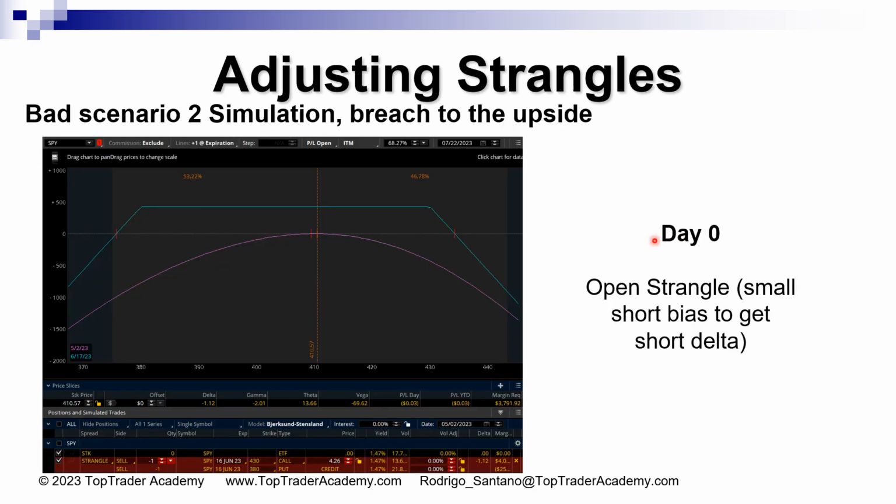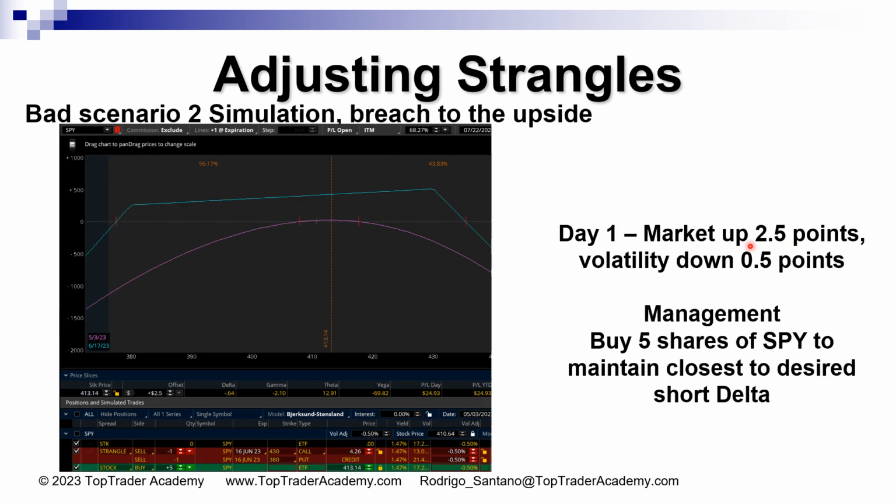So again, day 0 starts at the exact same point where the other scenario started. You have again a negative 10% in delta of your theta, and things start moving, right? So day 1, the market is up and volatility is down. Now in this scenario, as you might see, the purple curve is starting to go higher, and that is because volatility is going lower every day. Now again, to maintain my short delta, in this case I have to buy 5 shares.